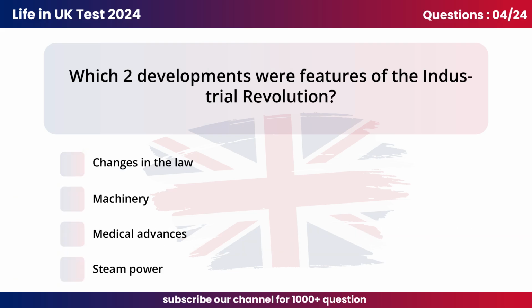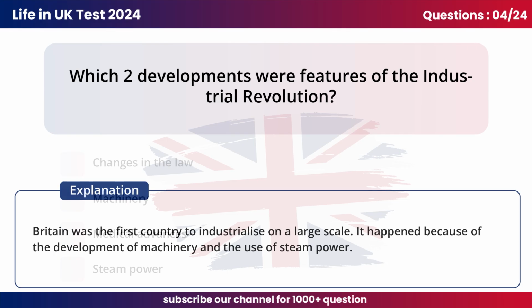Question 4. Which TWO developments were features of the Industrial Revolution? B. Machinery. D. Steam power. Britain was the first country to industrialize on a large scale. It happened because of the development of machinery and the use of steam power.